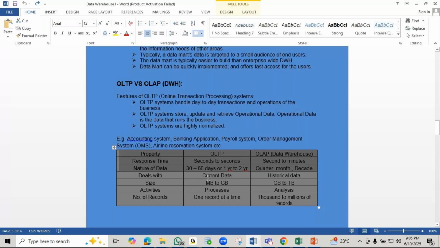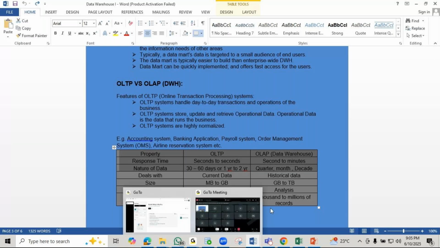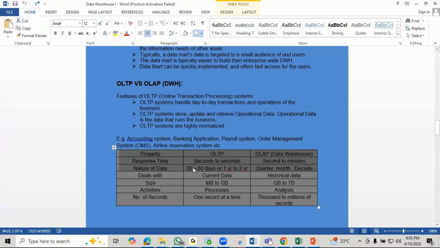So how much time will it take to get full? It will take close to 30 days to 60 days. Or if the data flow is much lesser, then it may take 1 year to 2 years. Okay, so that is the thing. Or as a second example, you can consider a real-time scenario.